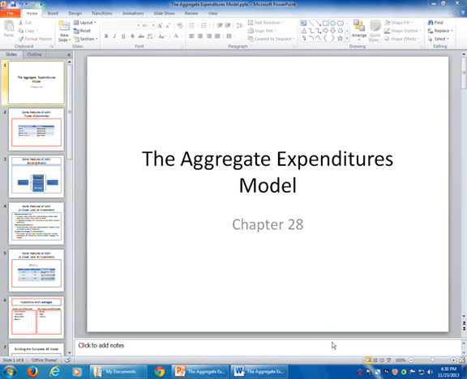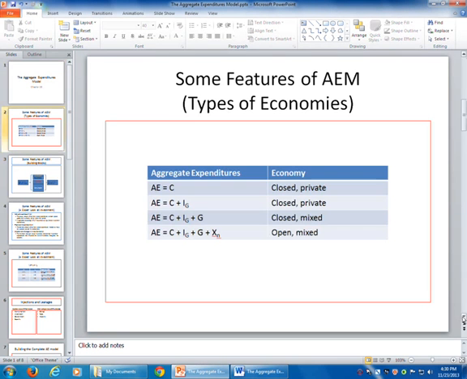All right, so the aggregate expenditure model is just a collection of all expenditures, because to aggregate means to combine. So we combine all the expenditures in the economy and look at their behavior with respect to income. And when you're looking at the aggregate expenditure model, so AEM will stand for aggregate expenditure model, you can identify different types of economies.